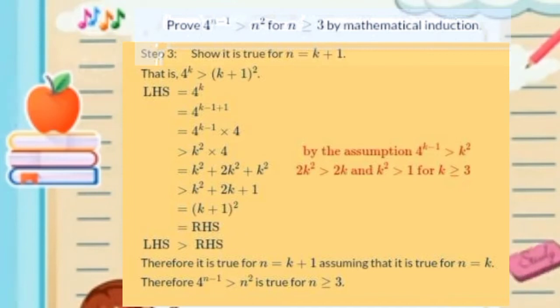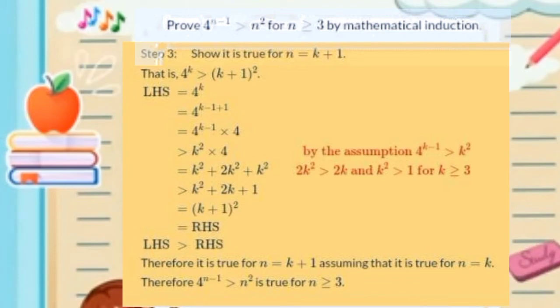That is 4 to the power of k is greater than, open and close parentheses, k plus 1 to the power of 2. So 4 to the power of k is our left hand side because if we substitute n into k plus 1, it will be 4 to the power of k plus 1 minus 1. So positive 1 minus negative 1 is cancelled. That's why it is equal to 4 to the power of k. Now 4 to the power of k minus 1 plus 1. Then now multiply both LHS or the left hand side and right hand side by 4.